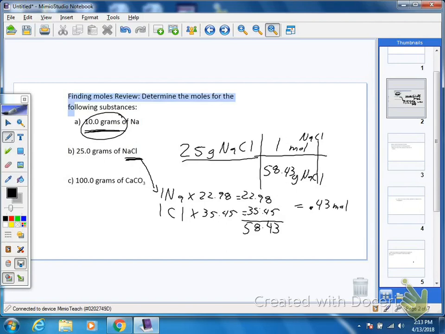Okay, so that's only two I think I need to show you. Letter C, you would do the same as B, but this one has 3 oxygens, so you'd have to multiply oxygen by 3, carbon by 1, calcium by 1. When you do that, that gets your molar mass, and then you would do the same thing with what you did here.